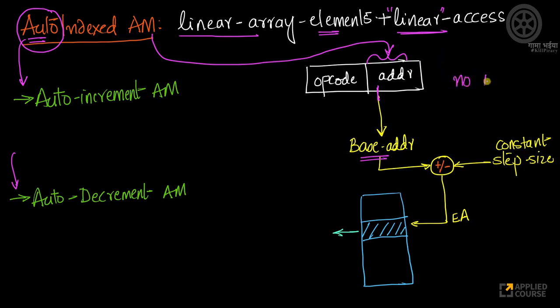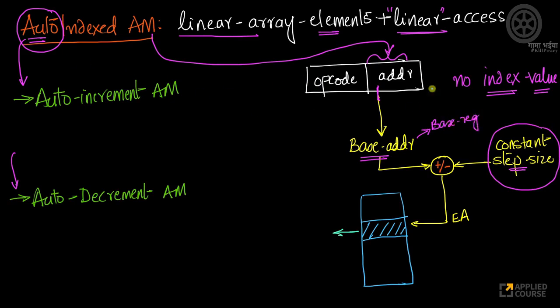There is no index field, no index value, and no need of an index register here. The base address is there. Then you have a constant called the step size. This base address is obviously stored in the base register.